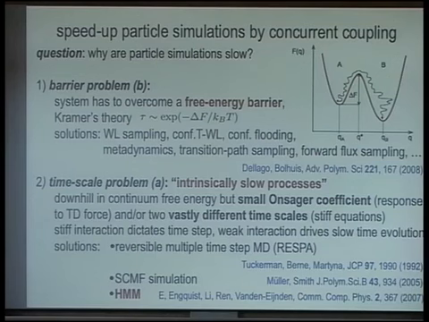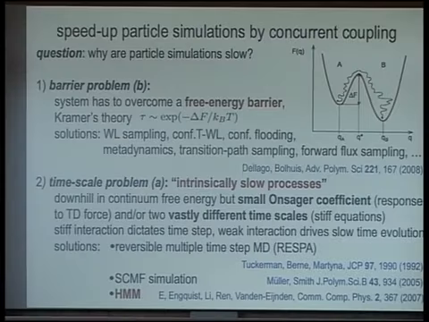And the second thing which I would like to start with are intrinsically slow processes where there's no barrier. The structure formation just goes downhill in free energy. Very nice. It's just very slow. And it can be slow for two reasons.